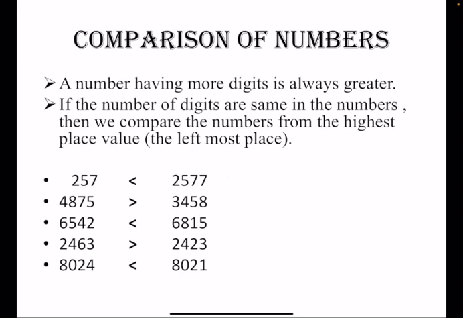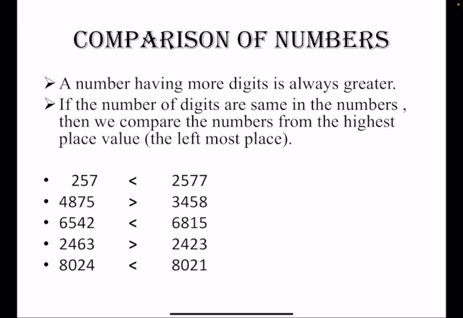First of all, children, you should count the number of digits in the numbers. The number which is having more number of digits is always greater. Okay? And if the number of digits is same in both the numbers, then we start comparing the numbers from the extreme left place, means the highest place.